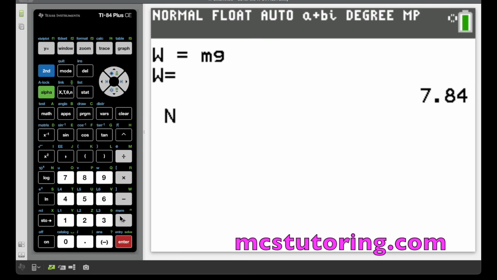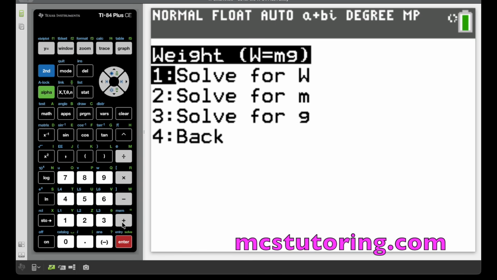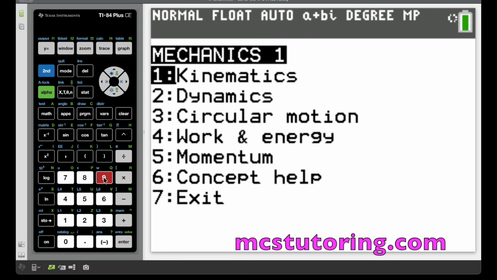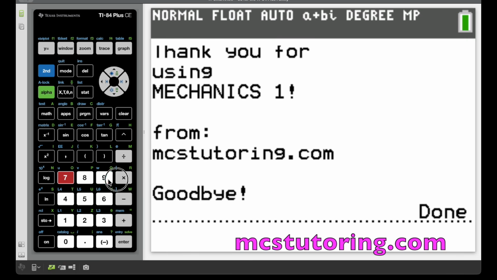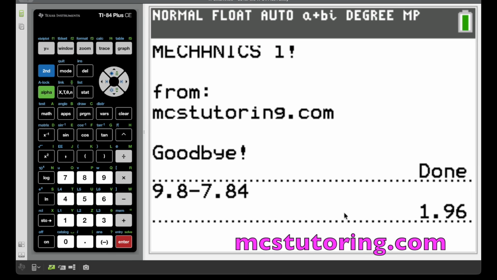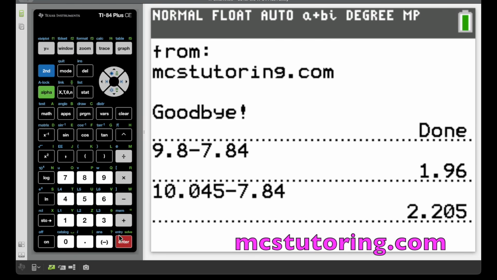Now to compute the net force, we're going to do 9.8 minus 7.84. Can I just quit from there? No, I can't. Phooey, I've got to exit. Okay. So I'm going to do 9.8 minus 7.84. And that's 1.96. So that's going to be 1.96 newtons upward. And then in salt water, it's going to be 10.045 minus 7.84. And with that, we get 2.205 newtons upward.